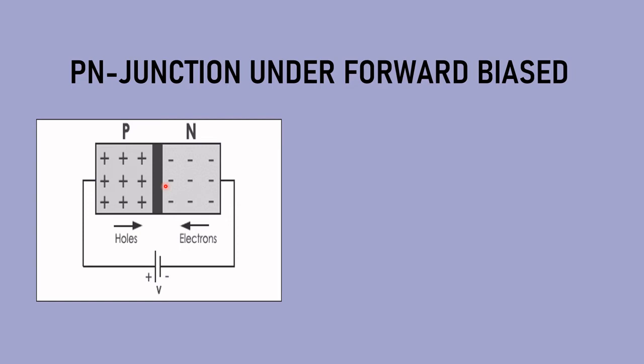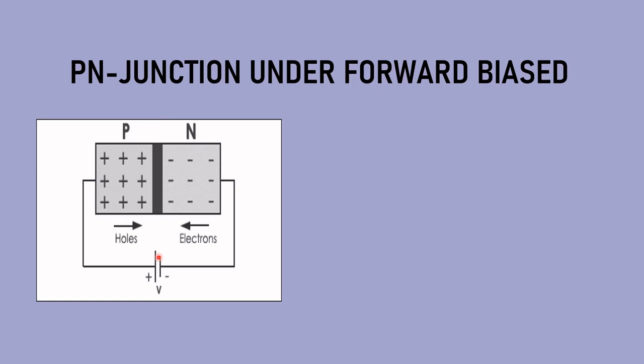But the width of the depletion region is reduced, so it results in a heavy majority carrier flow across the junction. An electron of the n-type material now sees a reduced barrier at the junction due to the reduced depletion region, and a strong attraction to the positive potential applied to the p-type material.